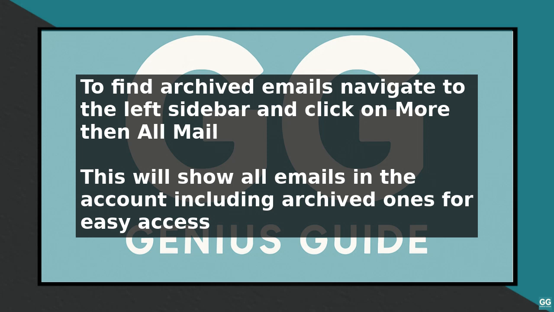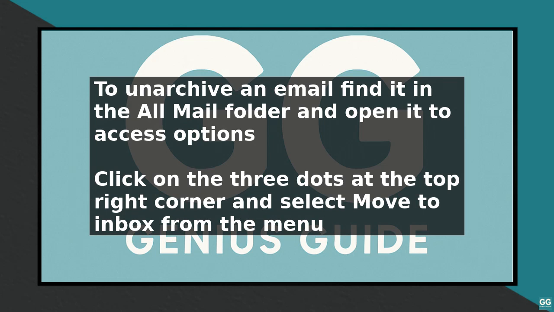To unarchive an email, first find the email you want to unarchive in the All Mail folder. Open the email by clicking on it. Then click on the three dots at the top right corner of the email. From the drop-down menu, select Move to Inbox. This will move the email back to your inbox, effectively unarchiving it.